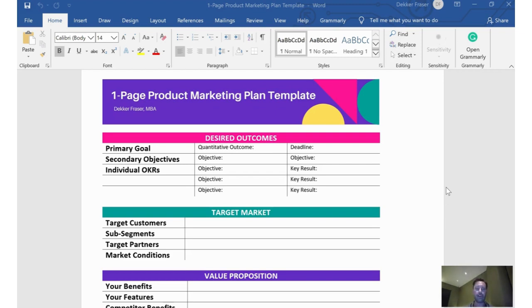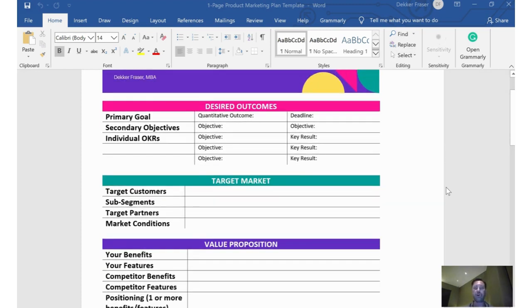Now, not all of your objectives are going to fall into that primary goal. So you want to put in secondary objectives. So these may be something related to humanitarian efforts. It may be something like increasing your brand awareness as kind of a long-term objective, even though your short-term objective is really generating immediate sales.